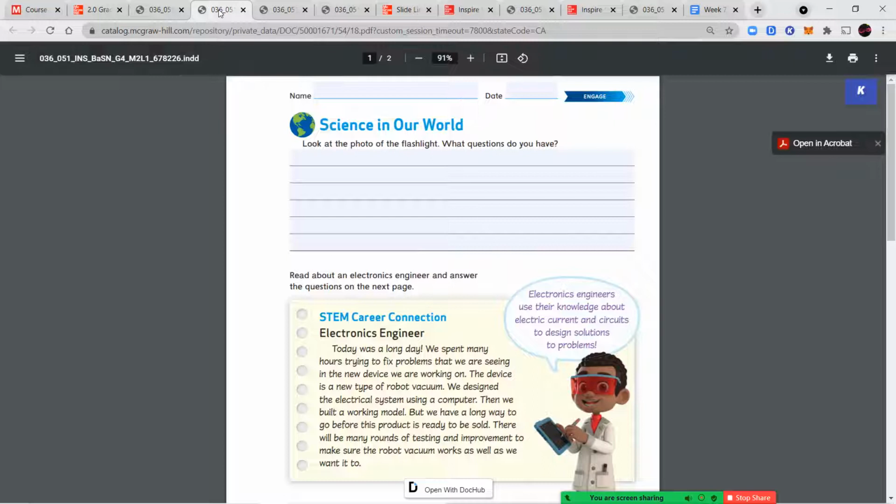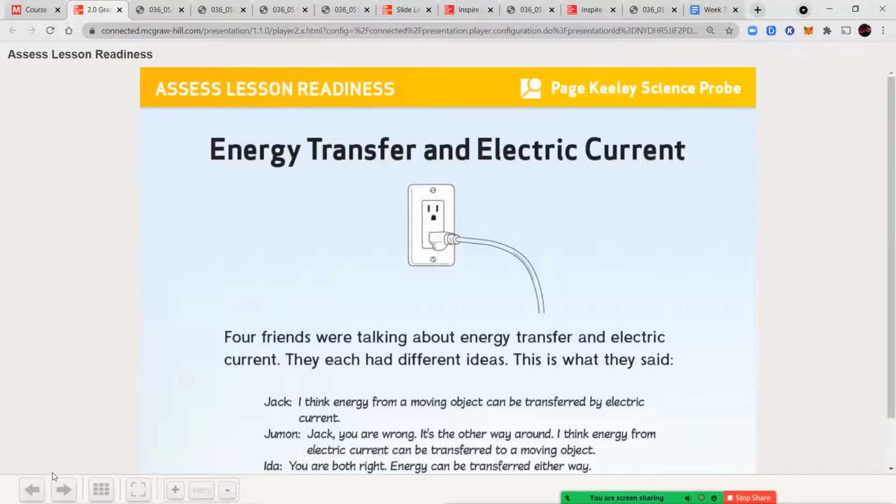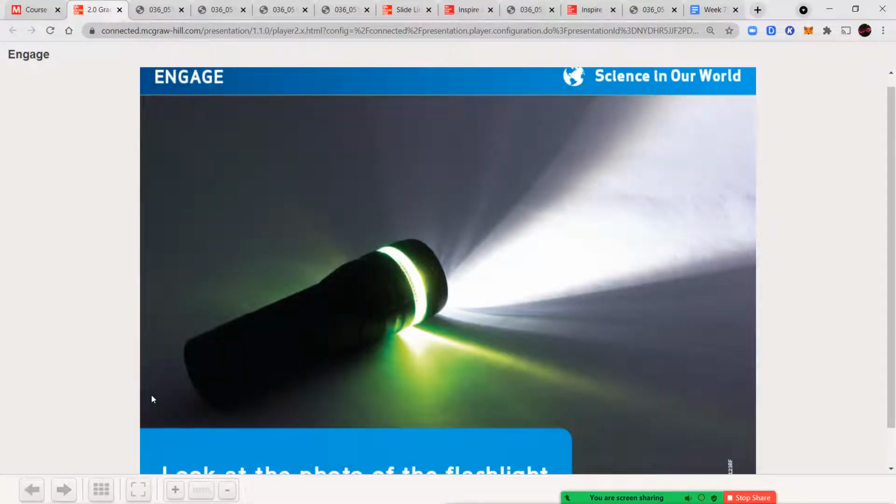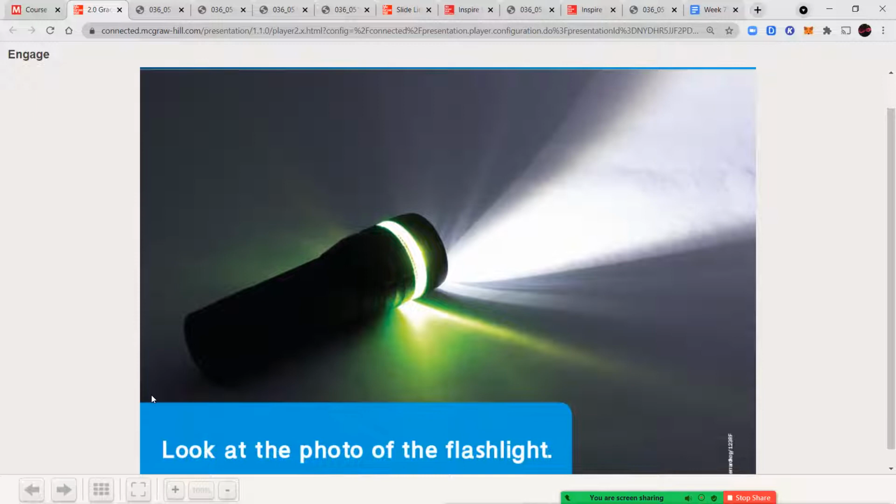Once you finish that, we're going to go ahead and take a look at the photo of the flashlight. So I'm going to pull up that photo for you now. Take a minute to stop and think about this picture and write down any questions that you have.